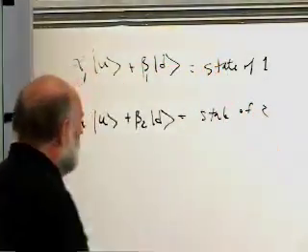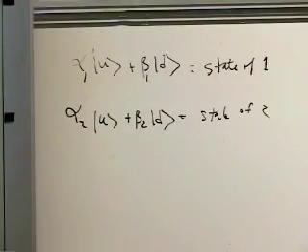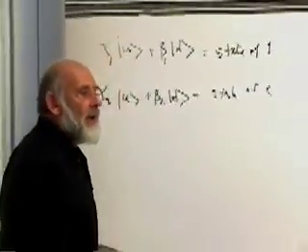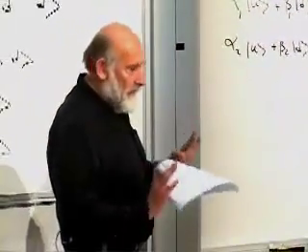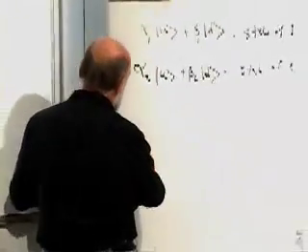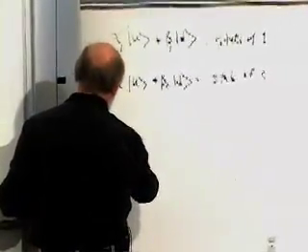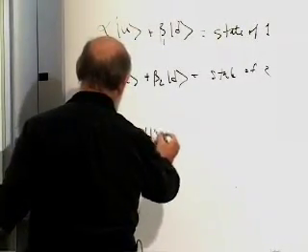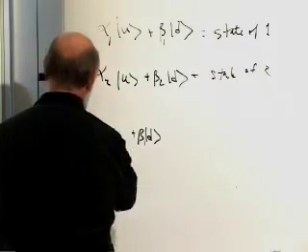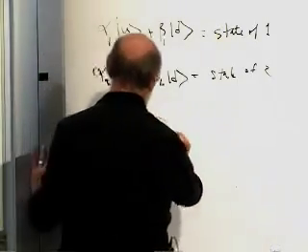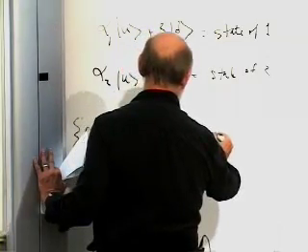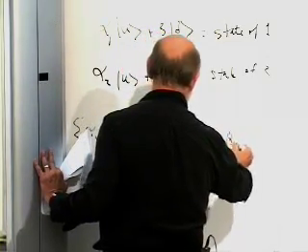Now, neither of these are really 2-electron states. 2-electron states have to have 2 indices. What if electron 1 is in this state and electron 2 is in this state? Then the 2-electron state you write down the following way. You write it as a product. Alpha 1 up plus beta 1 down, times, let's put a bracket, alpha 2 up plus beta 2 down.